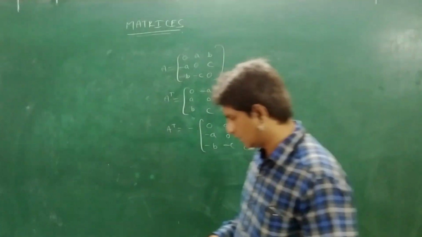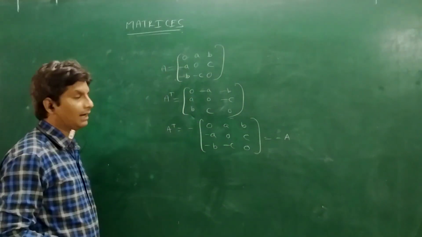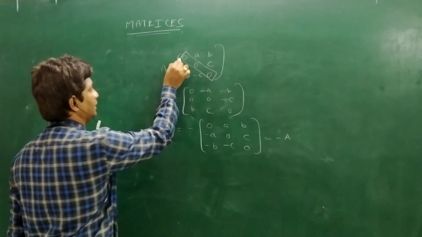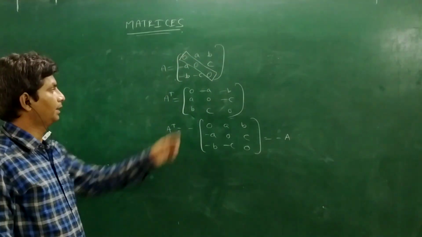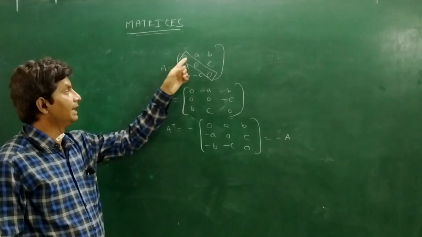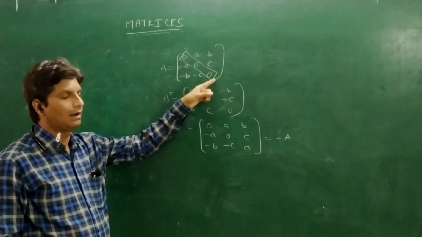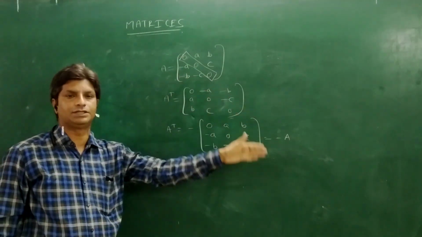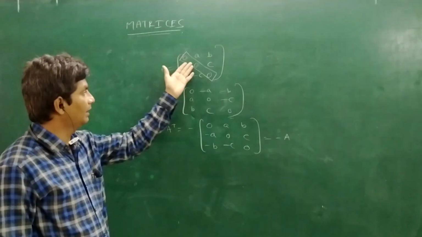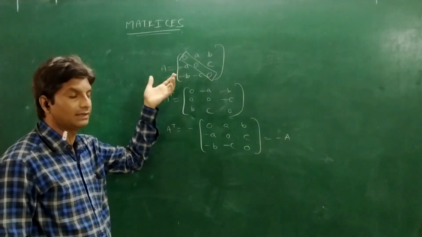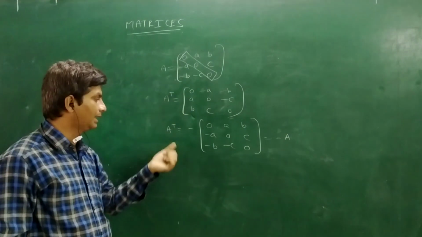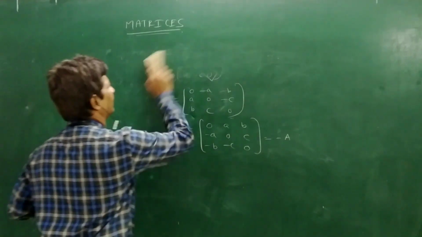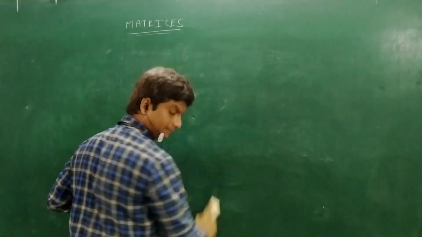Observe, in a skew symmetric matrix, the principal diagonal must be 0. In particular, every element in the principal diagonal must be 0. That means the trace of a skew symmetric matrix is always 0, because every element in the principal diagonal is always 0. Then only it is possible that A transpose equals minus A. Right. Next.